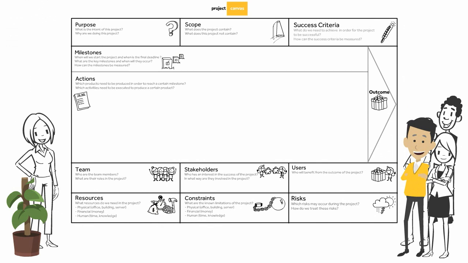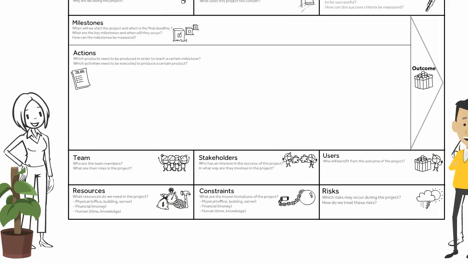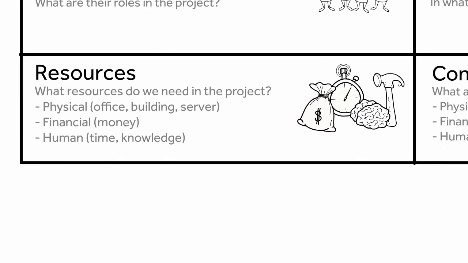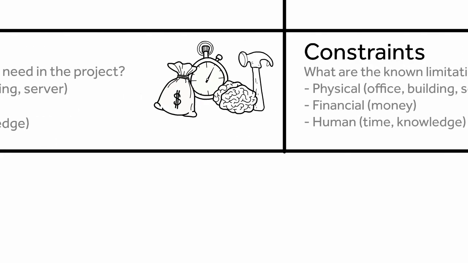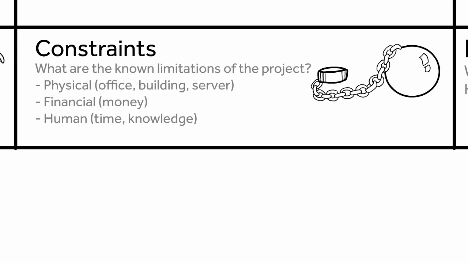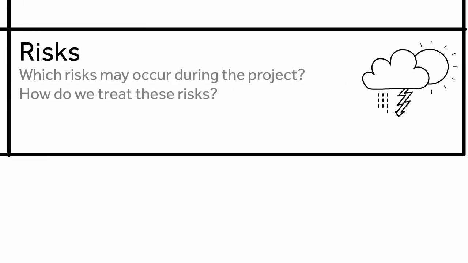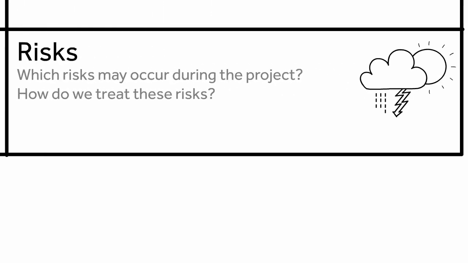Then it is time to look at the project environment. First, we're going to map out the resources. What resources do we need? When we have a clear picture of the project resources, then it's time to look into the constraints. What are the known limitations of the project? While constraints help us define what is certain in the project environment, risks are a chance to explore the uncertainties. Which risks may occur during the project, and how do we treat these risks?